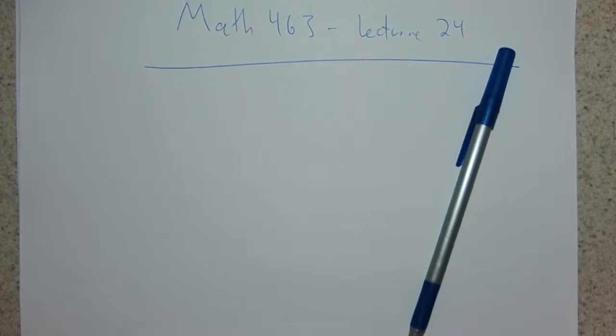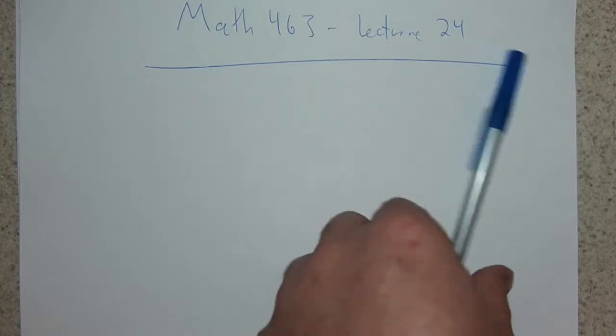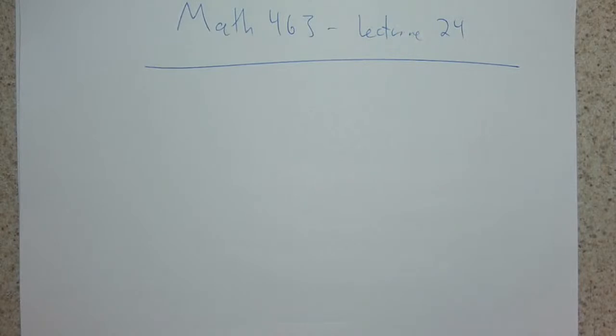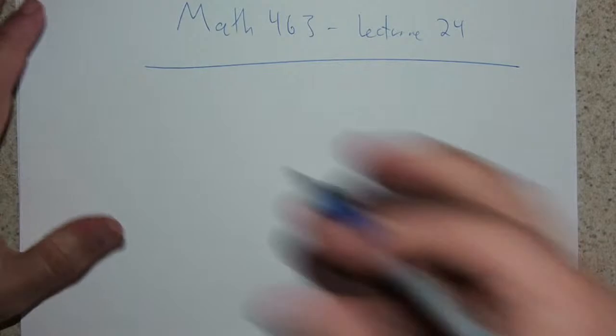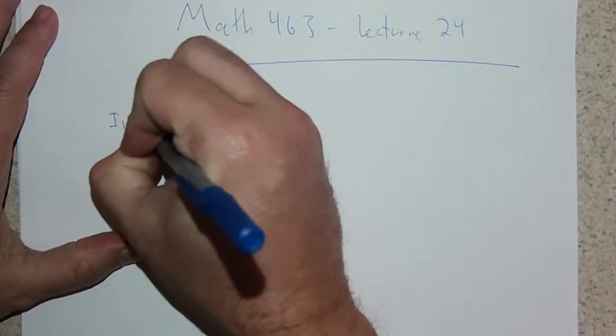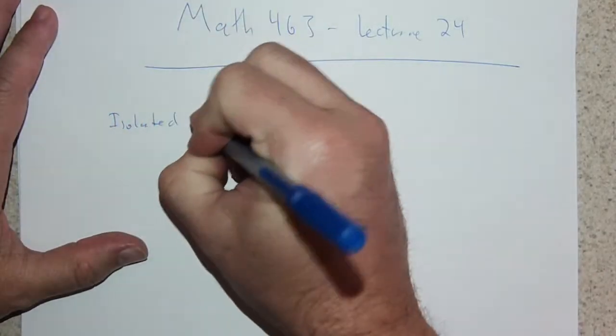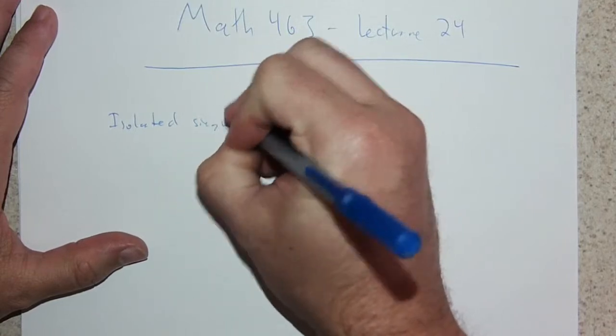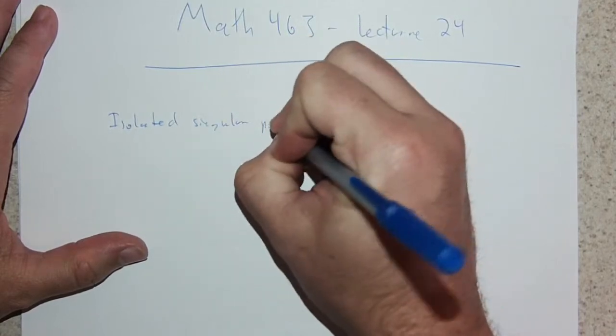So at the end of lecture last time, I had started discussing singular points. We've discussed singular points earlier in the semester, but now is the time when they're going to become front and center, basically. And so I started the discussion of isolated singular points. So, what is the notion of an isolated singular point?